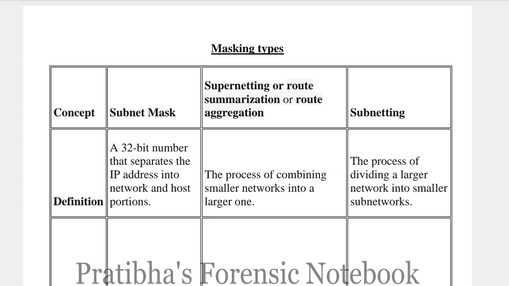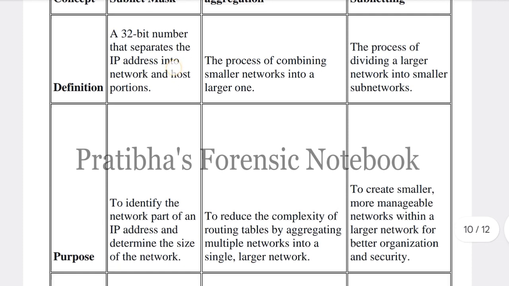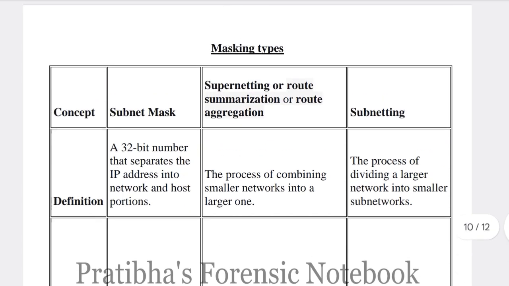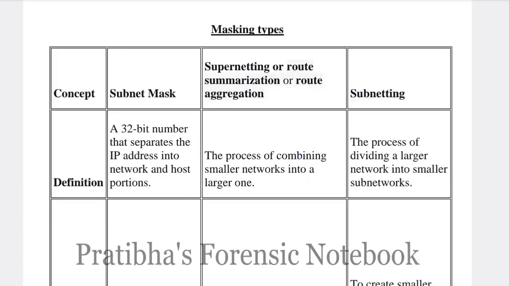So subnet mask means a 32-bit number that separates the IP address. So in a subnet mask, only a 32-bit number is used to separate the network address and host address. Okay, so only 32 bits are used in the subnet mask, and the first portion is the network portion, and the next portion is the host portion, or host ID. Okay, so the purpose is to identify the network part of an IP address and determine the size of the network.